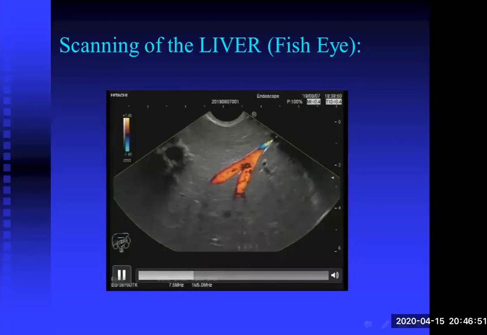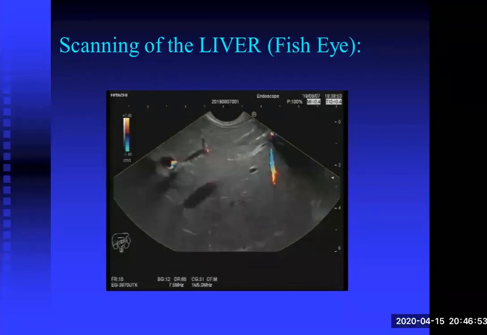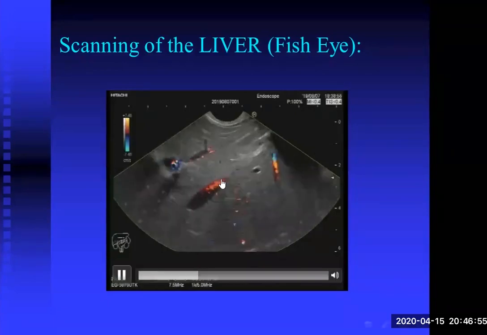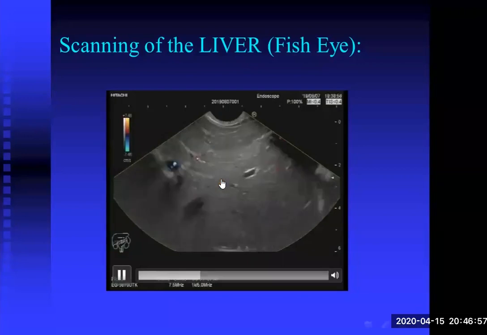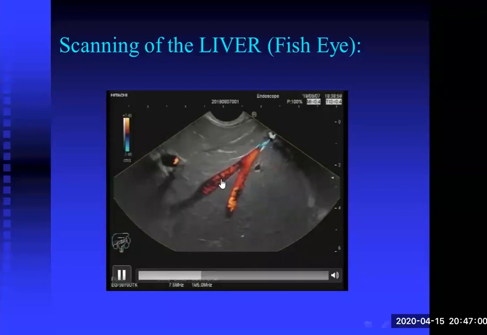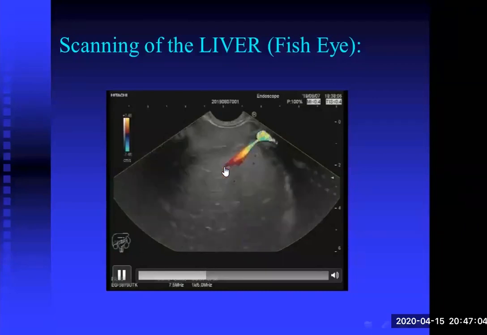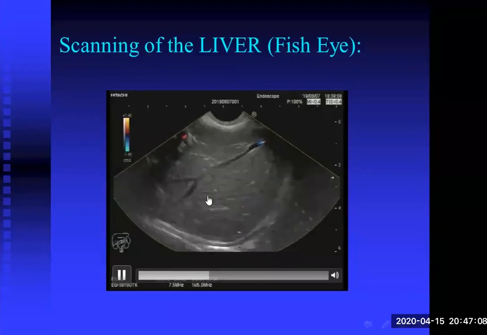Yes, and more anti-clockwise rotation. More and more anti-clockwise rotation. I think this is still the middle hepatic vein. And more anti-clockwise rotation. Yes, this is the left hepatic vein and segments 2 and 3.